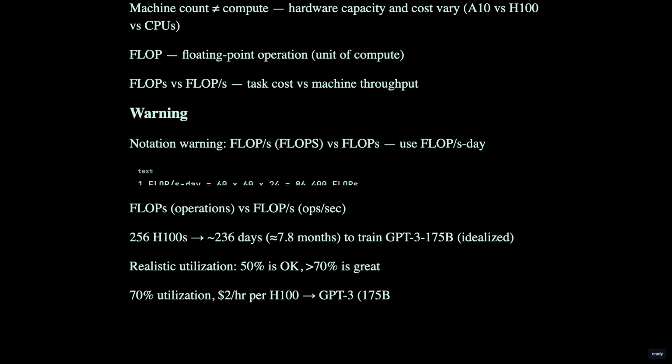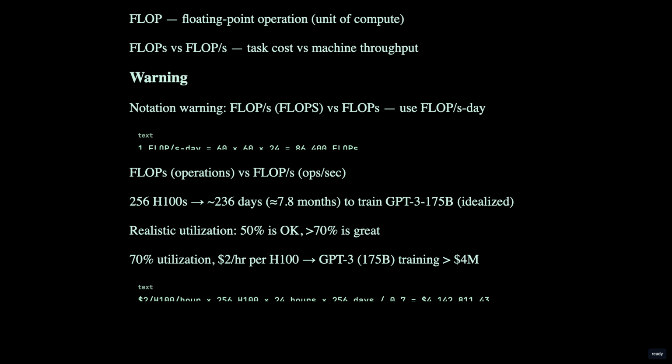This is a back-of-the-envelope cost estimate. If an H100 costs $2 per hour and is utilized 70% of the time over the entire training run, the total GPU billing for GPT-3 175B exceeds $4 million. Remember that utilization, hourly rental rate, and the total GPU hours required each multiply together to determine the final cost.